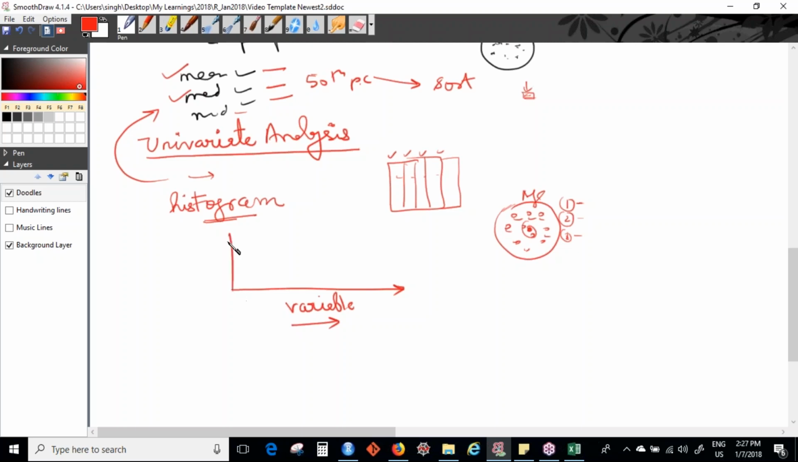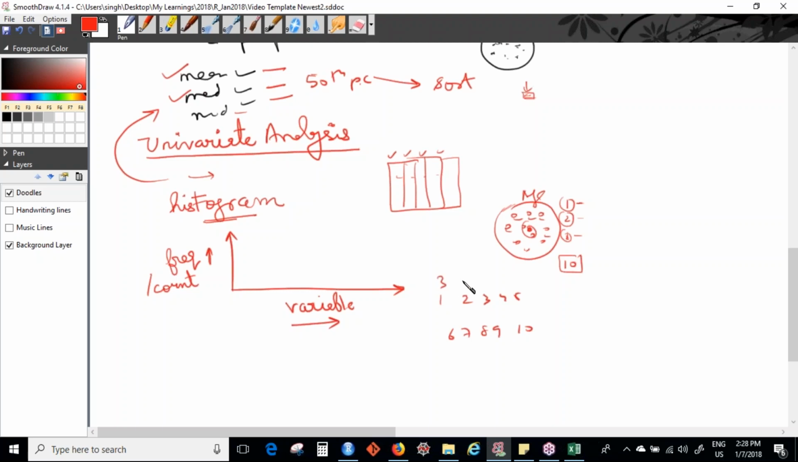And what do you have on the y-axis? Yes, we have the frequency on the y-axis. Frequency or the count. So let's say I give the salaries of, let's say, 10 engineers in Bangalore. I just counted for 10. So these are the 10 engineers.